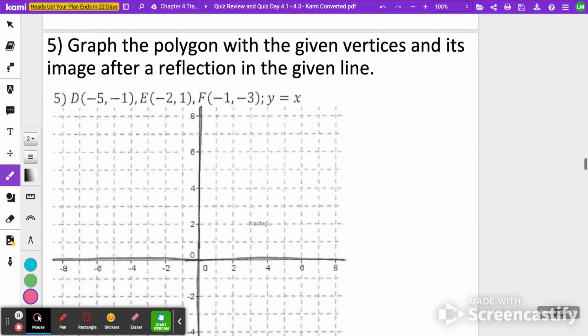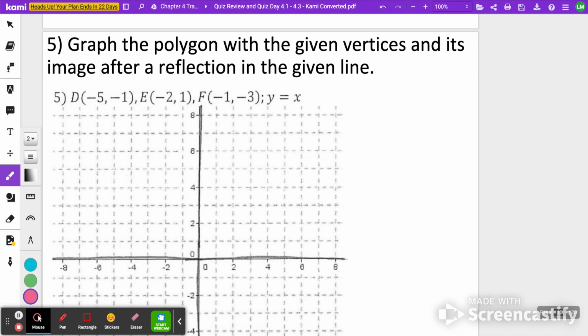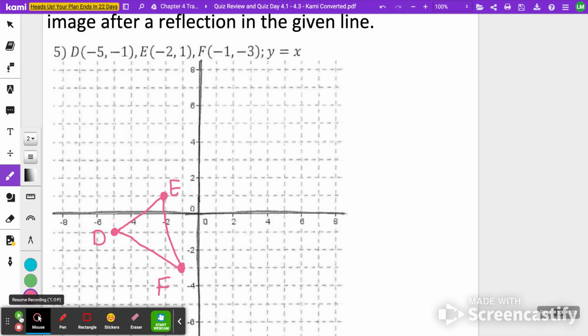Number 5, graph the polygon with the given vertices and its image after the reflection in the given line. So the first thing we're going to do is graph all of our original pre-image points. So here are our original points D, E, and F, and now what I need to do is graph it for the line y equals x. You can remember the rule for y equals x as changing it from your B and your A.